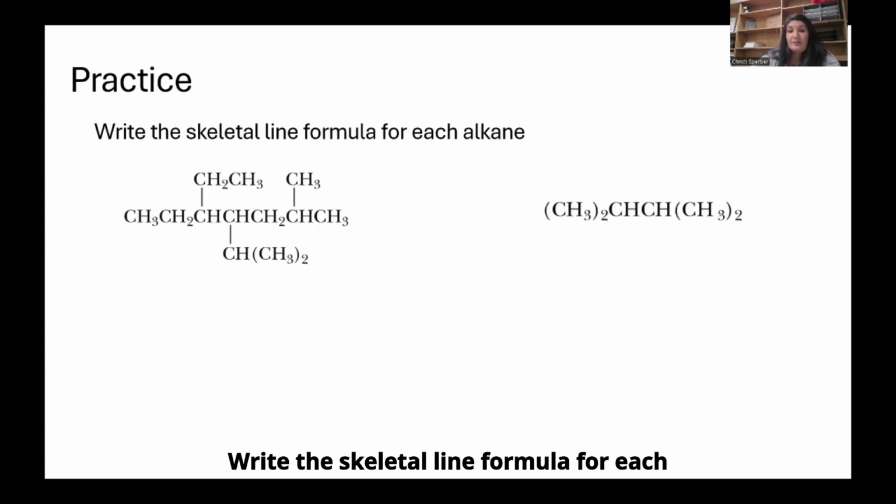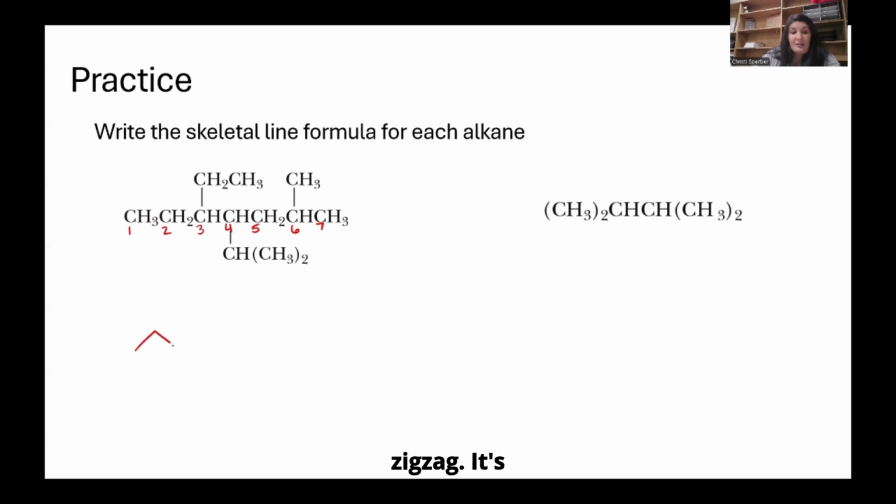Write the skeletal line formula for each alkane. So pause the video, and when you're ready, we can work on it together. Okay, so first thing that I'm going to do is figure out how long this main branch or main parent chain is and write my zigzag conformation. So I have 1, 2, 3, 4, 5, 6, 7 carbons. So I'm going to write a 7 carbon zigzag.